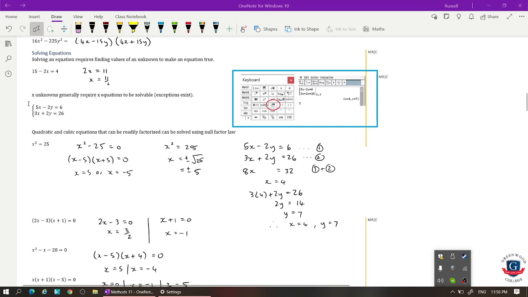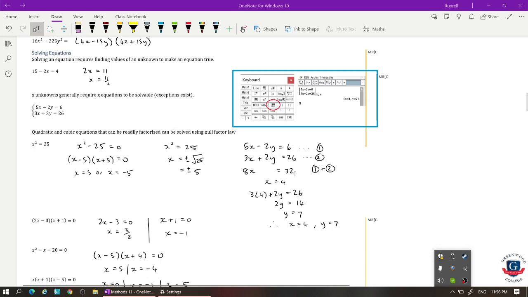Here we have some simultaneous equations. We could use substitution or elimination method. In this case, I did it over here because I was running out of space. And we used elimination method. We can eliminate the y's. I named 5x take 2y equals 6 the first equation, 3x plus 2y equals 26 the second equation. Added them together, the y's became eliminated.